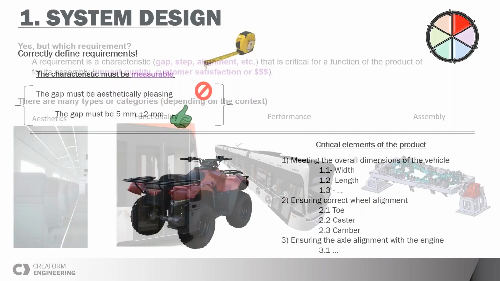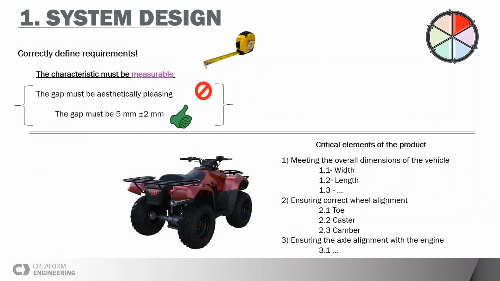One very important thing that we need to keep in mind when we are defining the requirements is that they need to be measurable. They need to be objective. So if one requirement, for example, is something like the gap must be aesthetically pleasing, that's not something we can analyze. So at this step, we want to make sure that all the requirements we are defining are defined with an objective value, and ideally they should also have a tolerance associated to it.